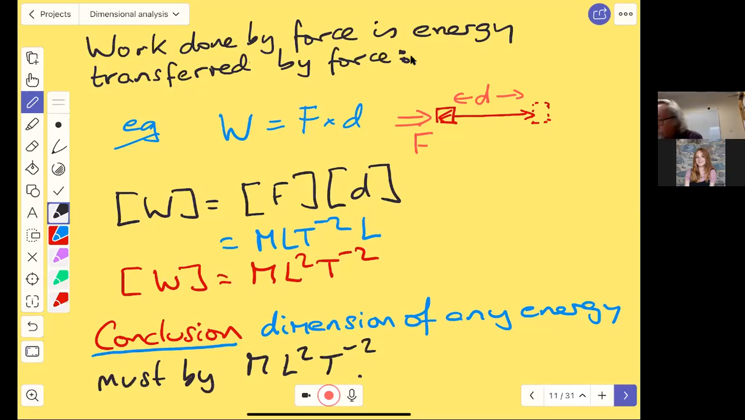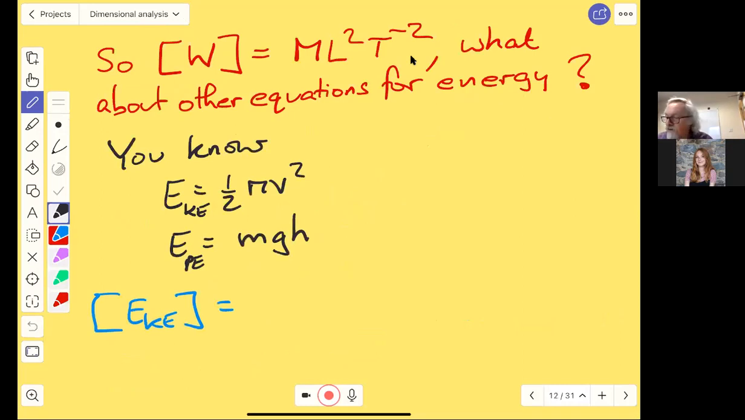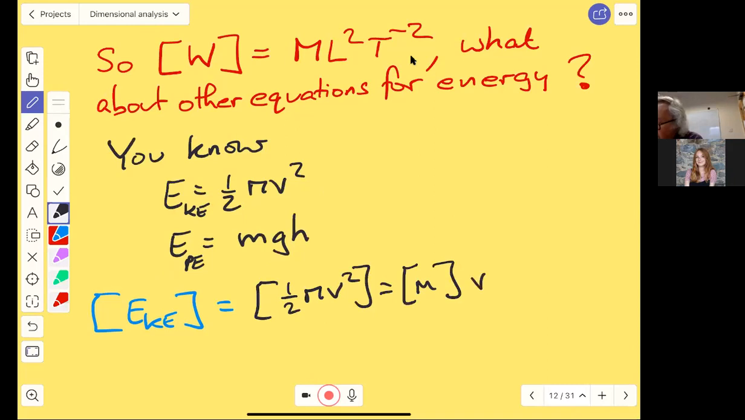Okay, so we've just said that work has dimensions of M L squared t to the minus 2. What other equations do you know for energy? Well, I'm assuming that you all know a half m v squared, and you also all know mgh for potential energy. So if I look at kinetic energy, the dimensions of that are going to be the dimensions of a half m v squared. Half is just a geometric number, forget it. So it's the dimensions of mass times the dimensions of v squared.